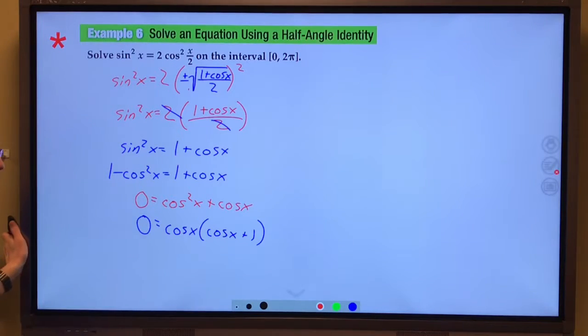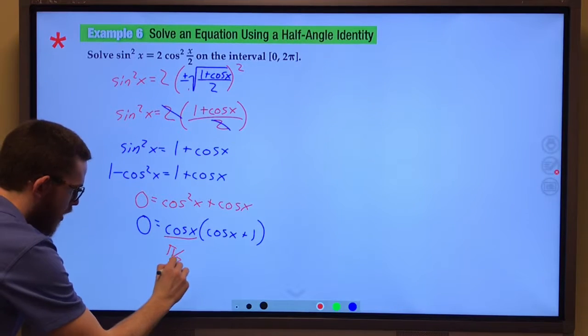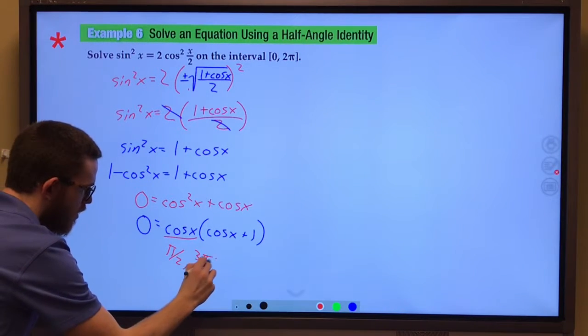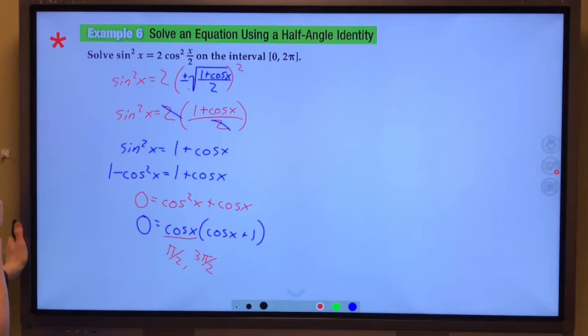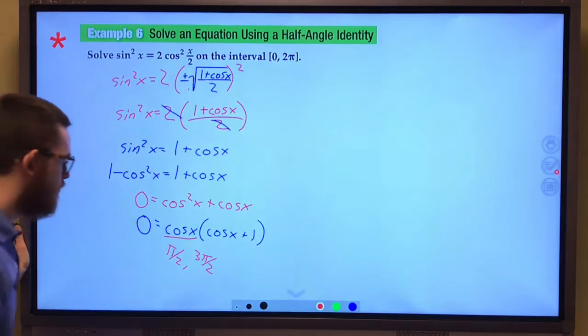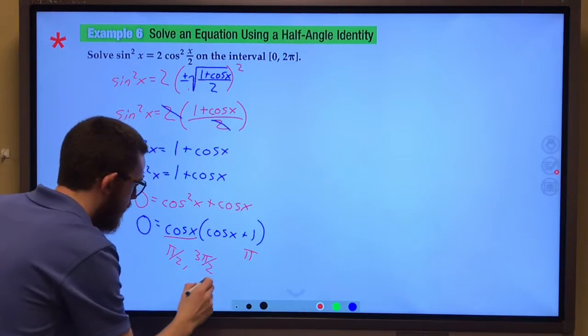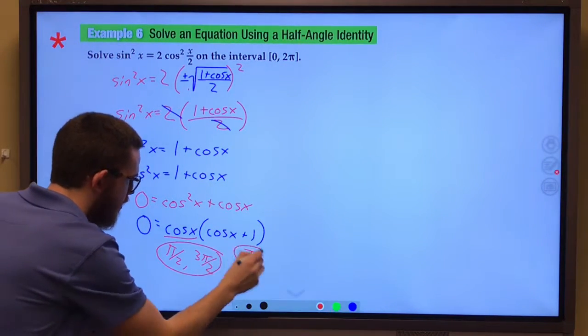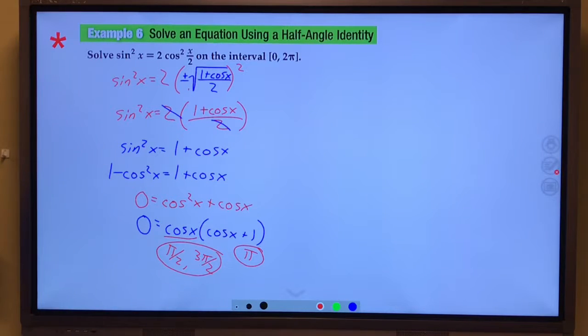Zero product property. When does cosine of x equal 0? Pi over 2, 3 pi over 2. When does cosine of x plus 1 equal 0? Well, that would be at pi. So we have those values, we have that value right there. That looks pretty good, doesn't it?